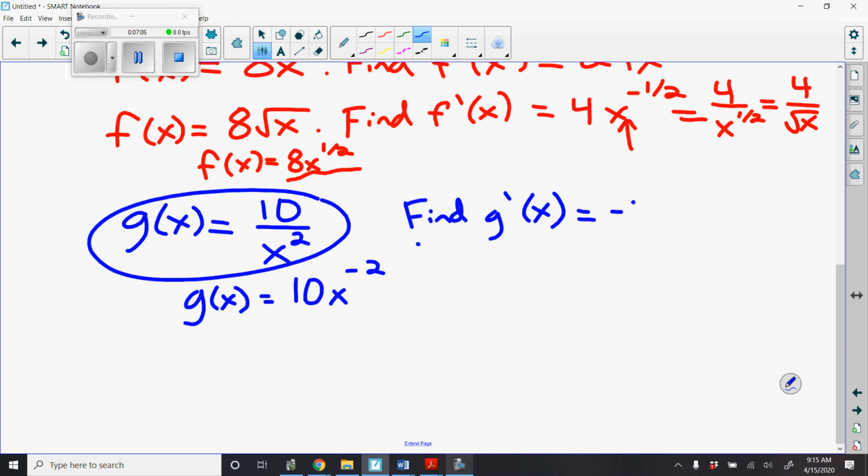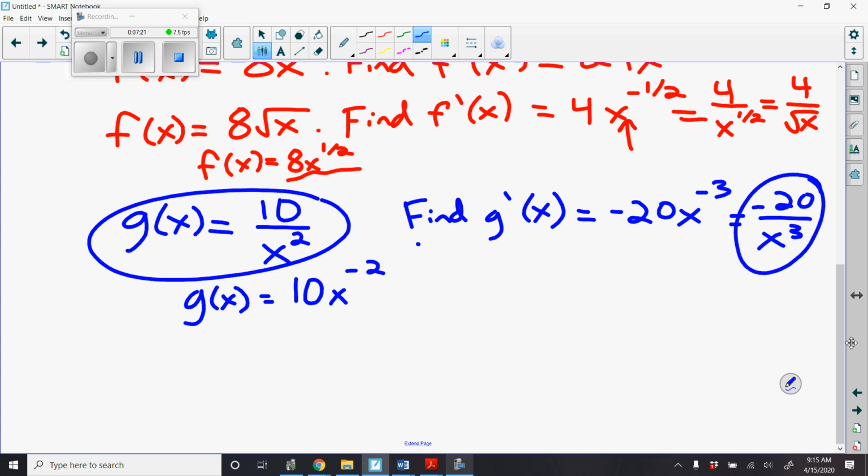Negative 2 times 10 is negative 20. And I have to reduce the power by 1. Negative 2 minus 1 is negative 3, not negative 1. And again, this could also be written in the form negative 20 over x to the positive 3. Again, both of these answers are right for g prime. This one is just much easier to plug into.